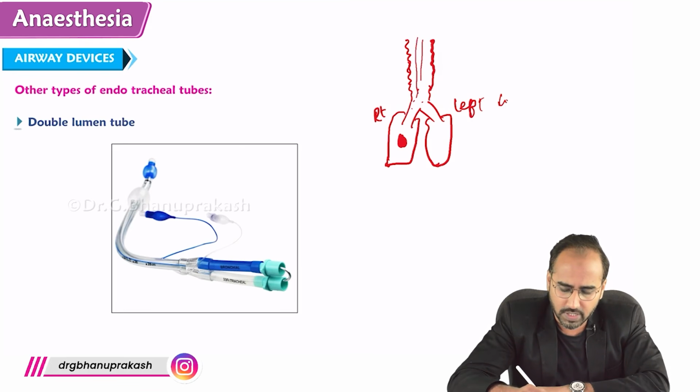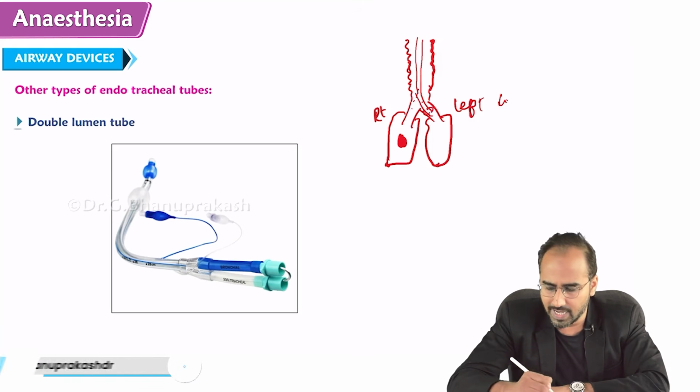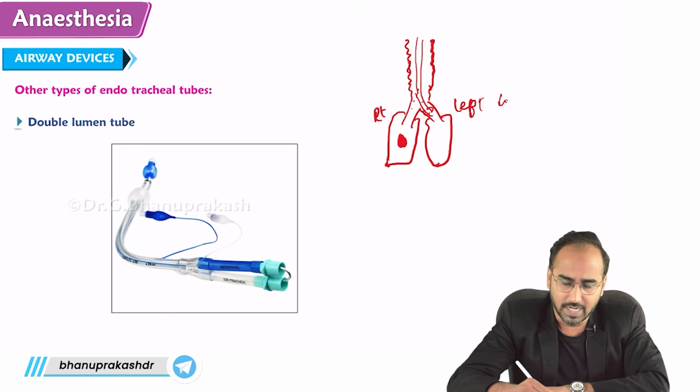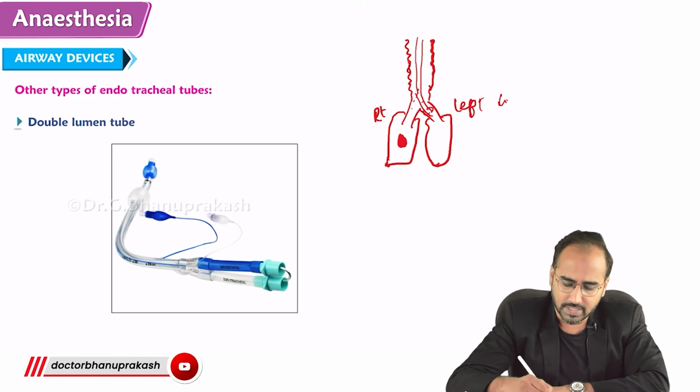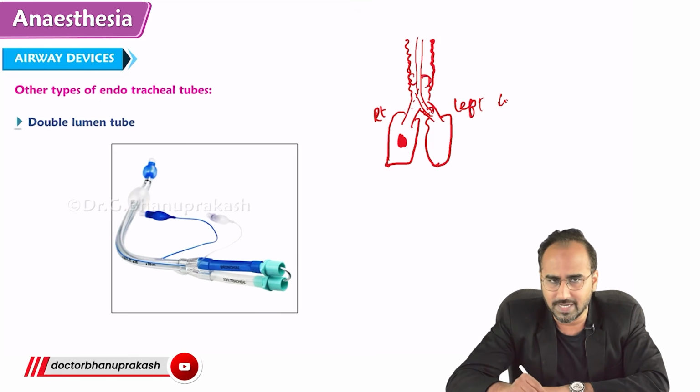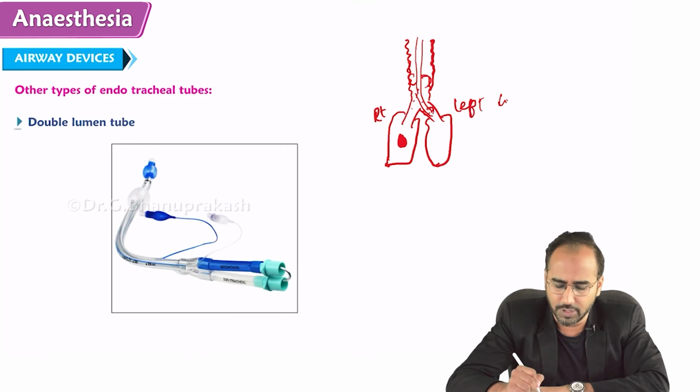Double lumen tube is a long tube where you go for endobronchial intubation of the left lung. As we are taking an example of right lung cancer, we have to go for endobronchial intubation of the left lung. That is, you introduce the tube into the trachea and from there you introduce the tube into the left bronchus and then you fix it. So one cuff will be over here and one cuff will be over here. Both the cuffs you have to inflate. One is the tracheal lumen, other is the bronchial lumen in the double lumen tube.